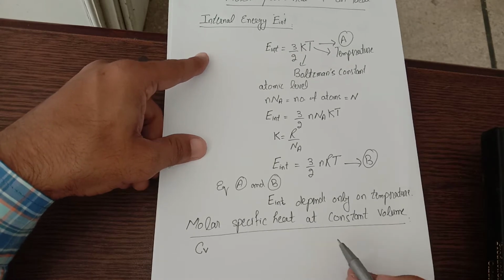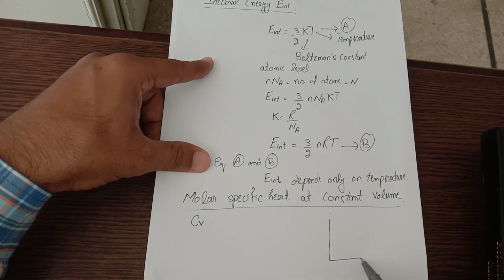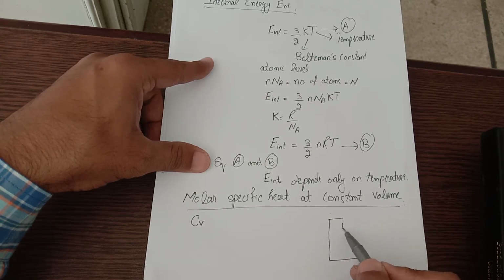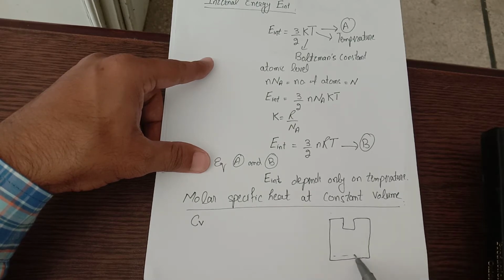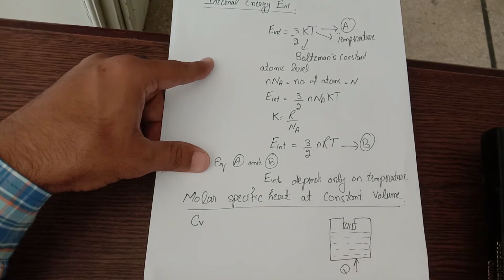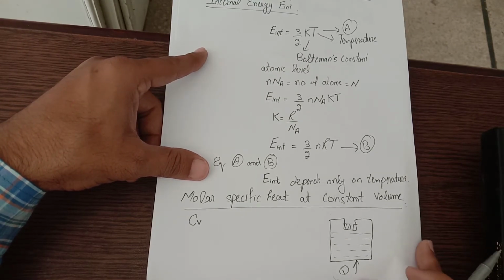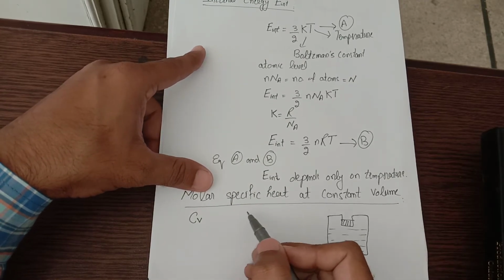Now consider that n moles of a monoatomic gas are confined in a box like this, and it has been kept at constant volume. So this piston cannot move up or down in this case, and this is thermal reservoir from where the heat can enter the system. Now I would like to explain this situation with the help of a PV diagram.